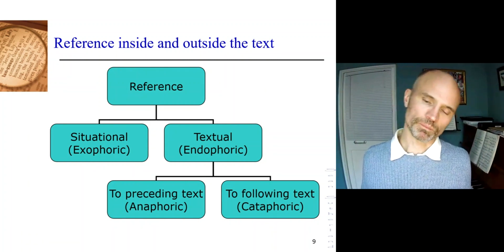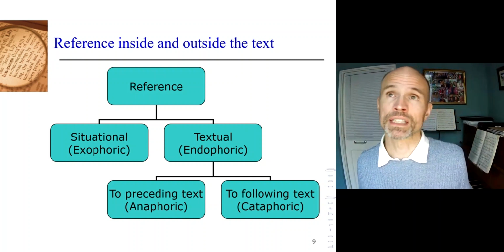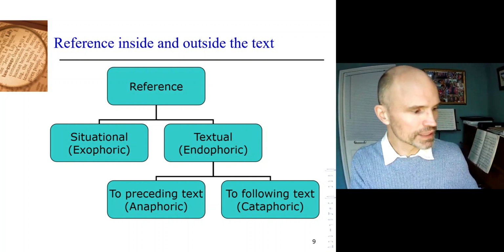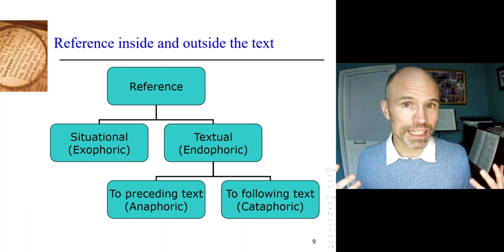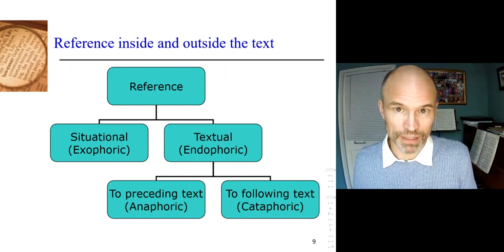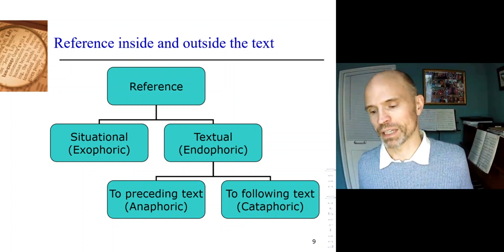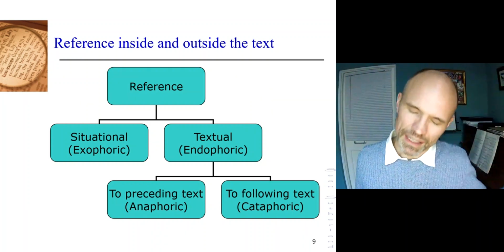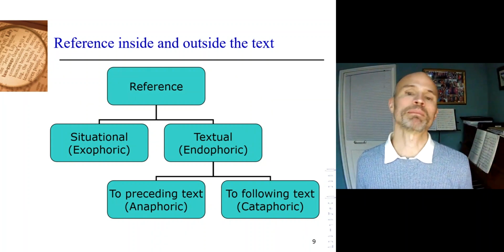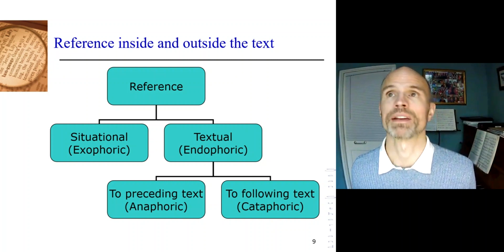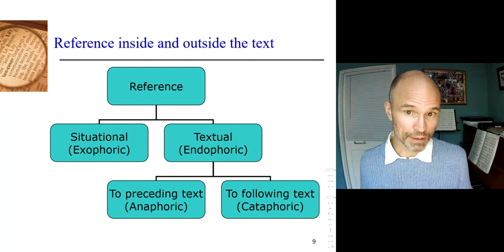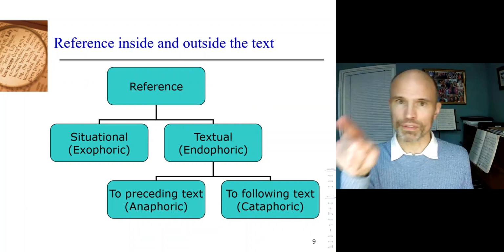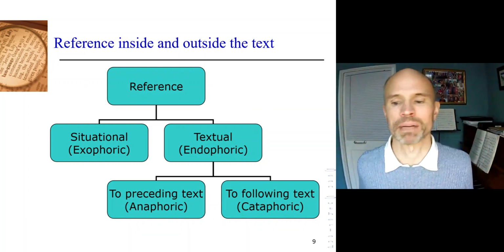Most of the time, we understand references by looking backwards in the text. Or if we're listening to a text, text can be spoken or written. If we're listening to a text, we understand it by looking or listening, thinking back, right? So when you say, three blind mice see how they run, they is an anaphoric reference. They refers back to the three blind mice.